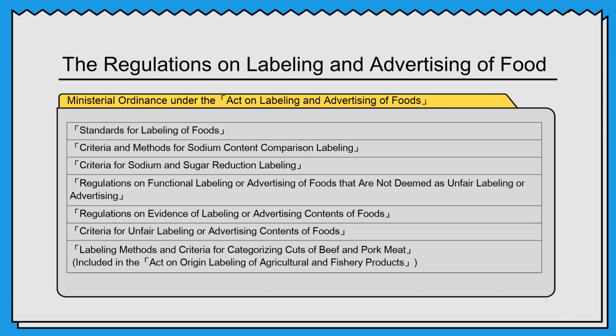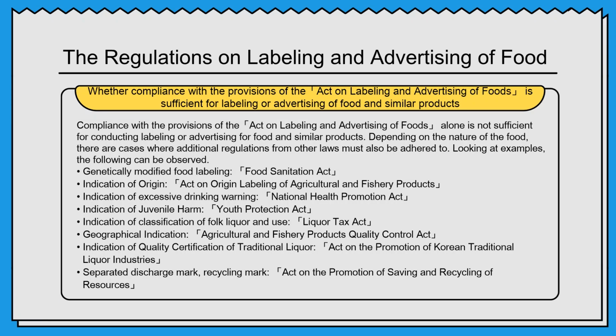There are numerous ministerial ordinances in accordance with the Act on Labeling and Advertising of Foods. These ministerial ordinances also represent regulations that must be observed when conducting food labeling and advertising. In order to label and advertise food, the provisions of the Act on Labeling and Advertising of Foods alone are not sufficient. Depending on the type of food, regulations from different laws such as the Food Sanitation Act for genetically modified food labeling, and the Act on Origin Labeling of Agricultural and Fishery Products must also be followed.